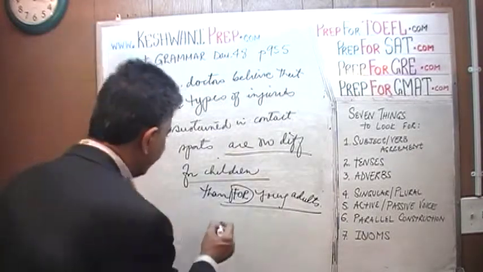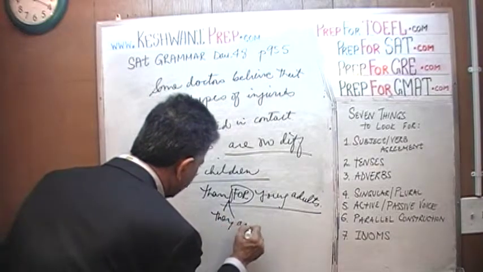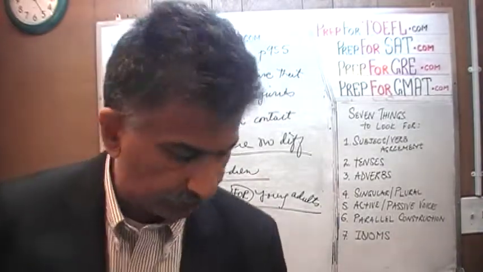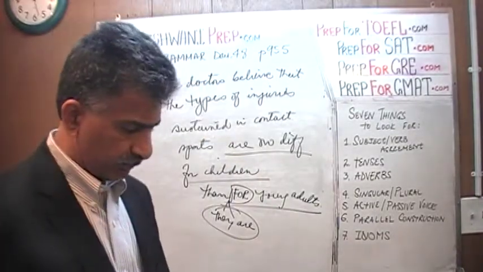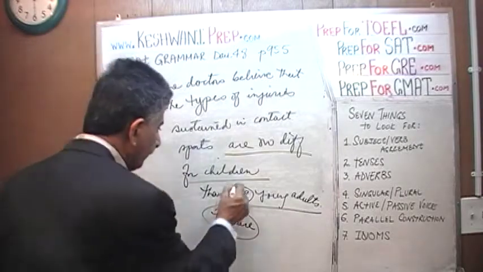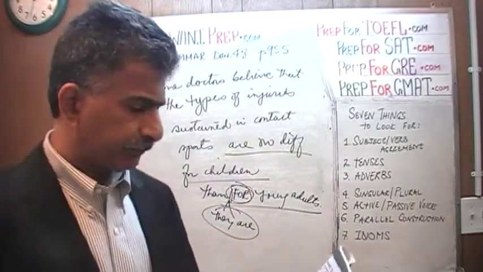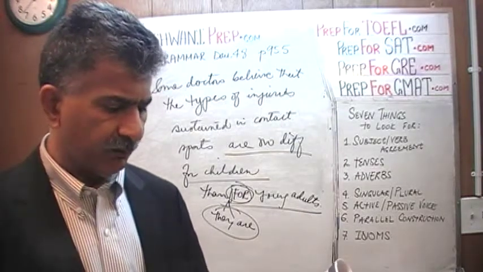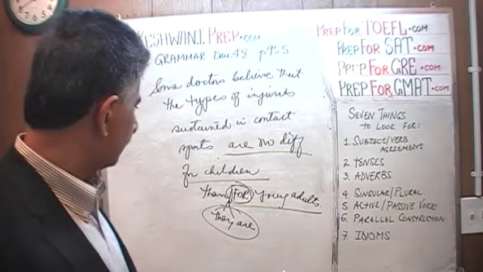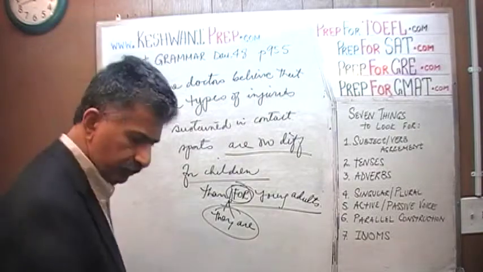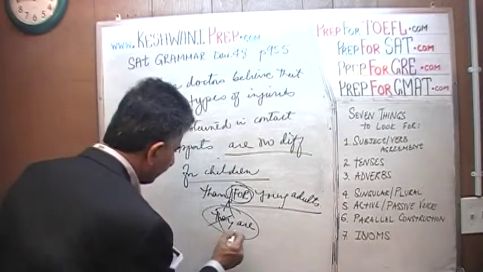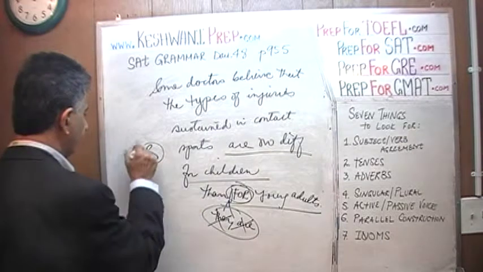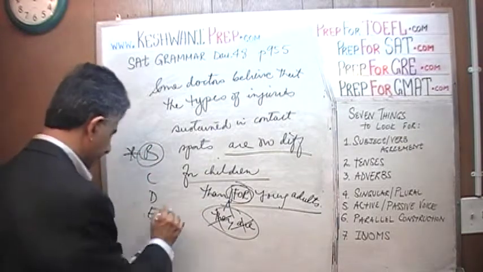We need the word for. Than they are for young adults, or than for young adults. Either way is fine. Let's see what we can do here. This one was number 9. But the most important part is that we need the word for. B says they are no different for children than for young adults. There you go. They are no different for children than for young adults. So we don't need this they are part. They are no different for children than for adults. The answer is B. Let's see what D says.